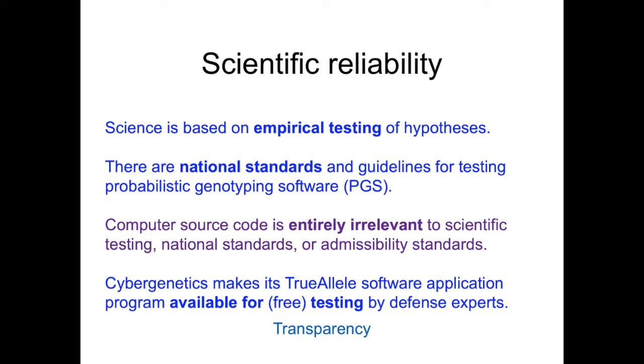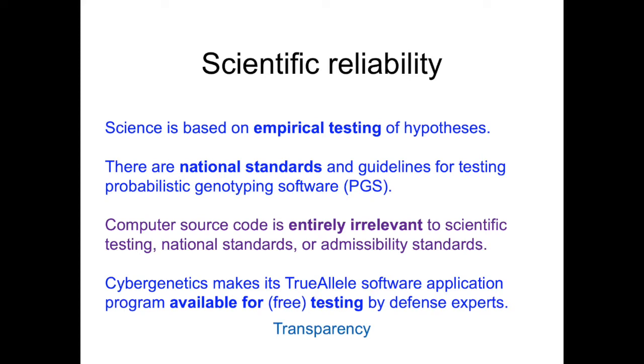How do scientists assess scientific reliability? Science, almost by its definition for the last 350 years, is the empirical testing of hypotheses. That's what science means, and that's what makes science different from other fields, like law or politics or religion. There are national standards and guidelines for testing probabilistic genotyping software, called PGS sometimes. And the computer source code is entirely irrelevant to this scientific testing, to national standards or admissibility standards.